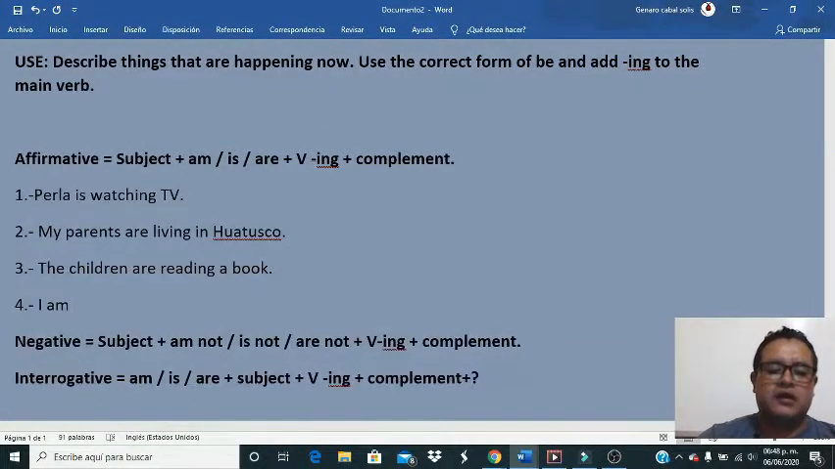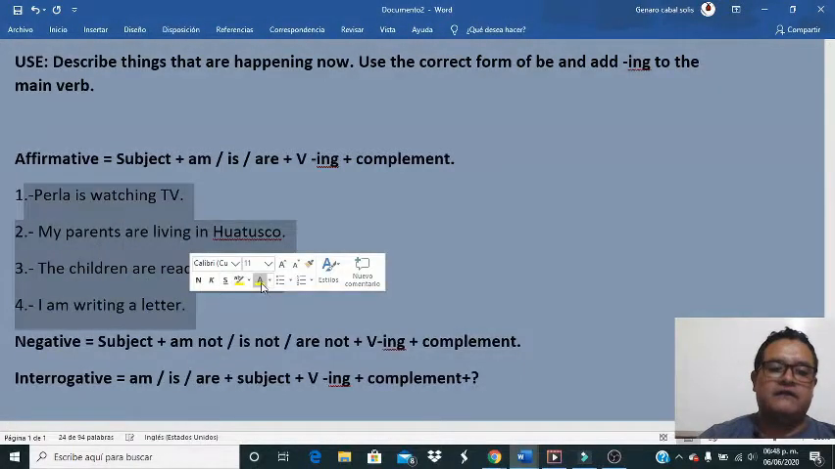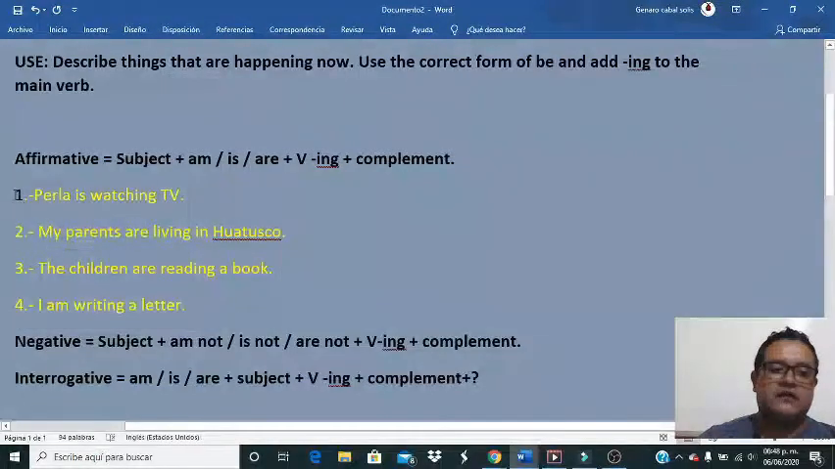Let's write, write. Como les había dicho, si mi verbo termina en E, I have to erase it. Tengo que borrarla and I add the ing form. I am writing a letter. Estoy escribiendo una carta. Okay. So these four examples are in affirmative. So I will write now the interrogative form.